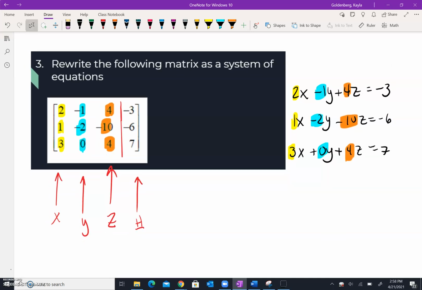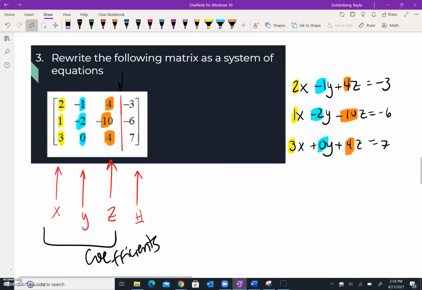So this is a matrix, right? Coefficients are over here, right? So on this side. So maybe make a note about the coefficients. Sometimes you'll see the line used to separate the coefficients from the numbers on the other side of the equal sign. Not always.